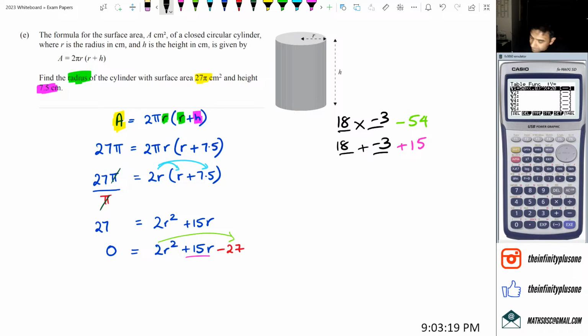Would that work, Talia? I think that should work. All right, let's try this again. Okay, so we've got 2r squared, we'll do plus 18r. Now I'm going to put that in black, actually.